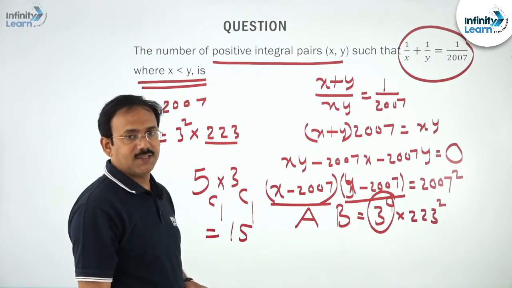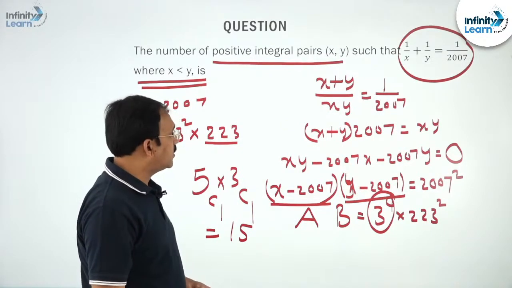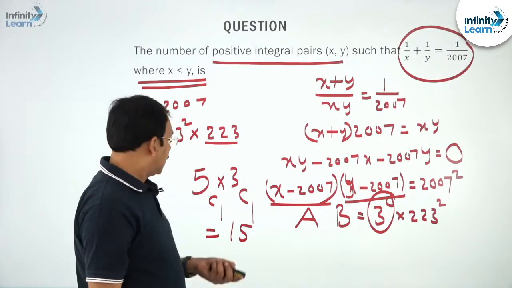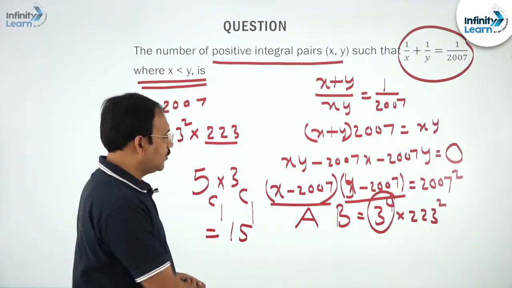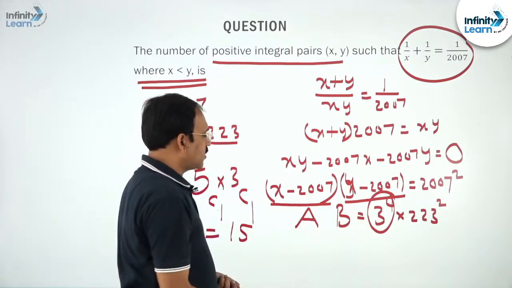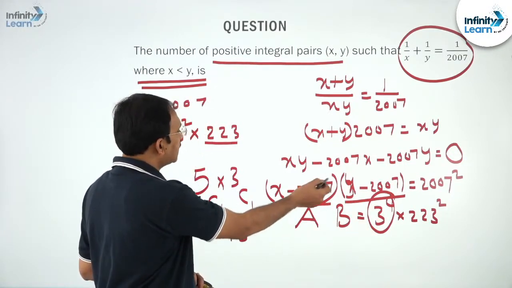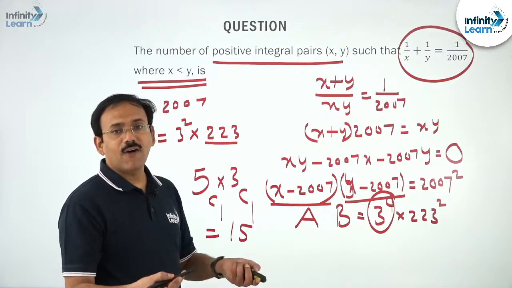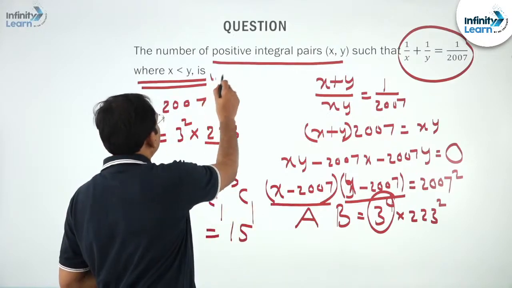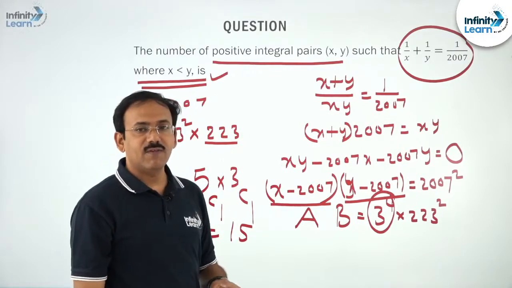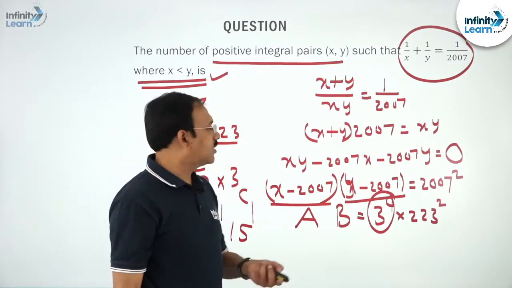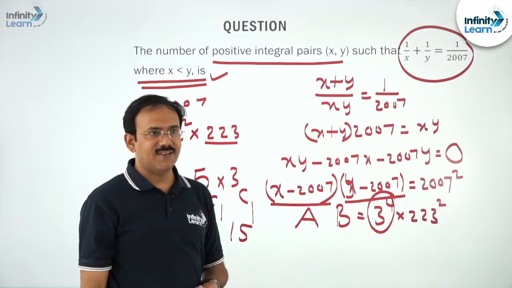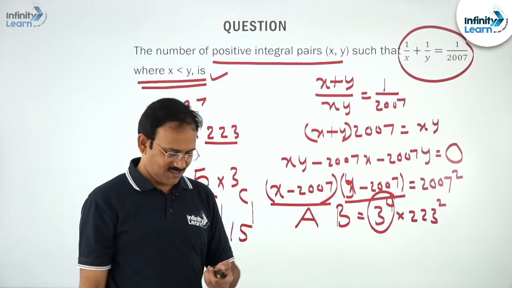So friends, here in these 15 cases, since it is a perfect square, the case where x and y are equal will be one case. So of the remaining 14, half of them will be where x is less than y, half of them will be where x is greater than y. So this problem can be answered in this way, right dear students?